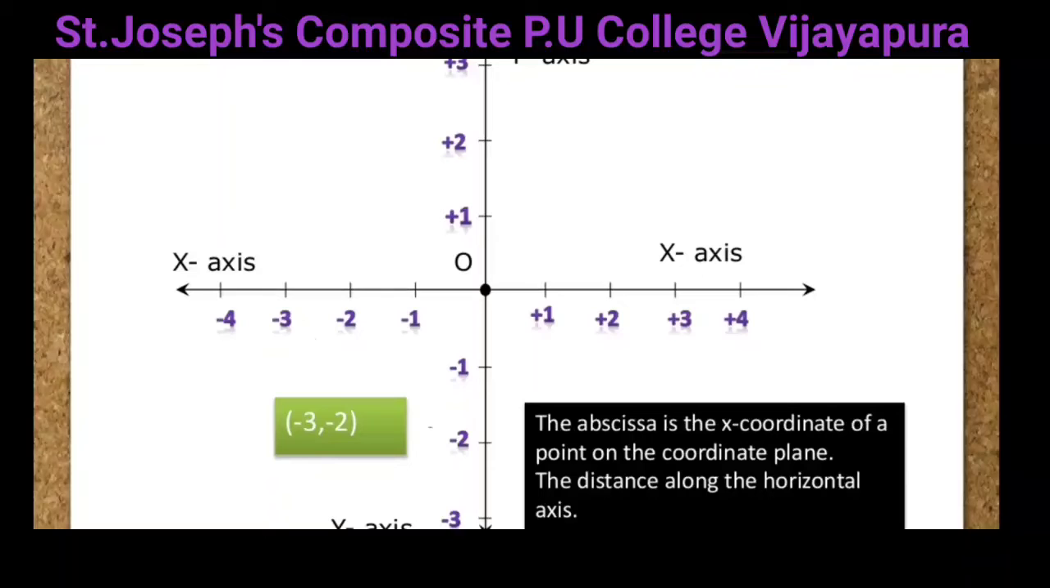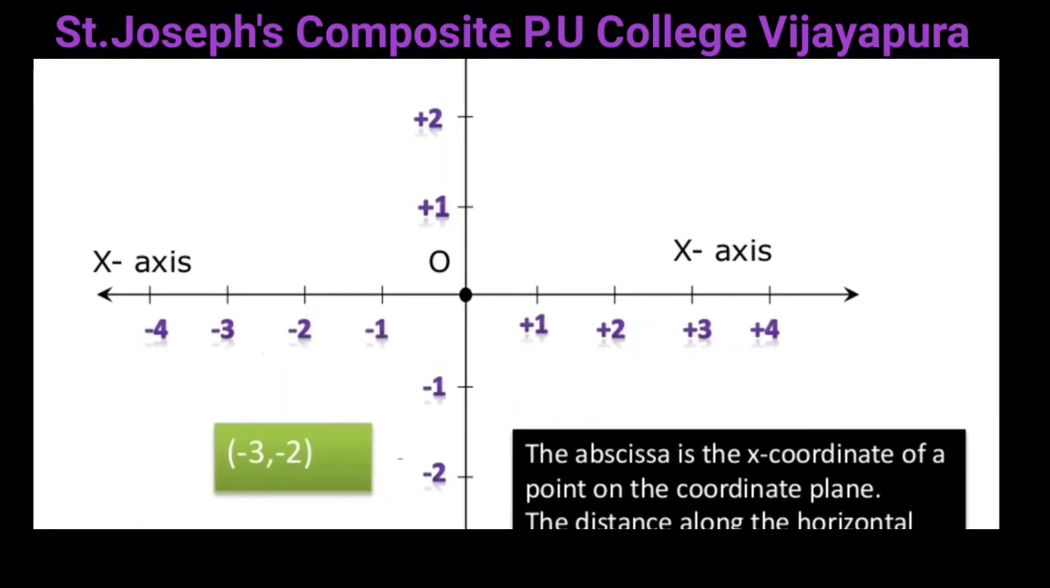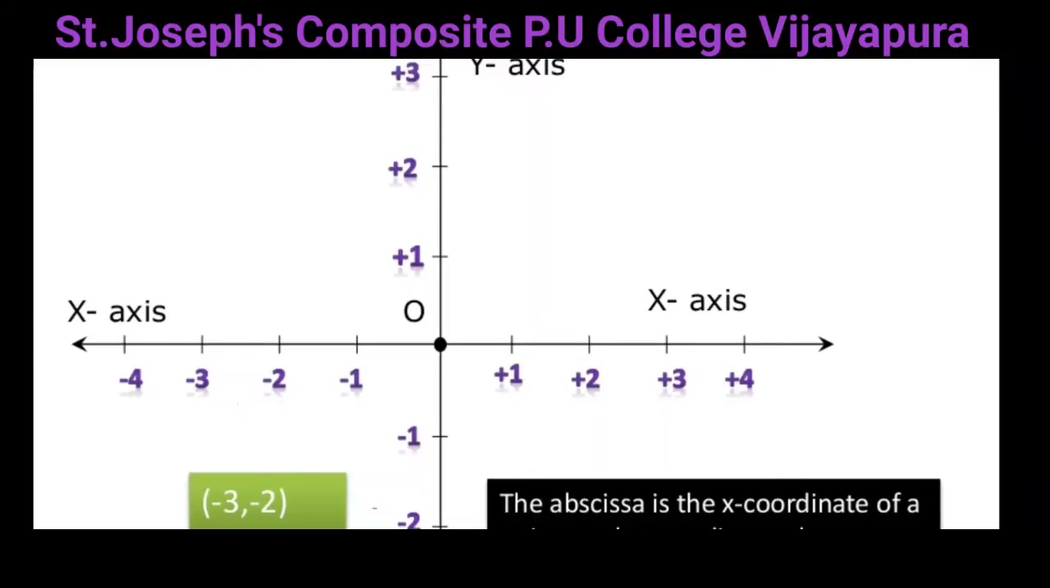And in the same way, if you have the example 1 comma 2, which comes somewhere here, so 1 is what? The distance measured from the origin along the x axis is 1, and 2 is what? The distance measured from the origin along the y axis. In 1 comma 2, 1 will be the abscissa.